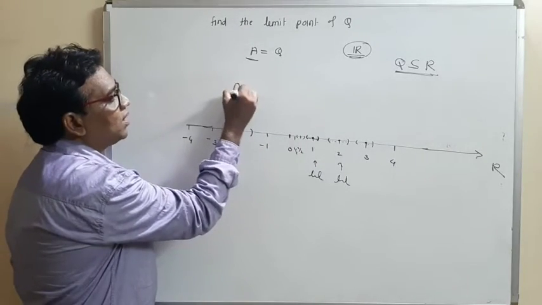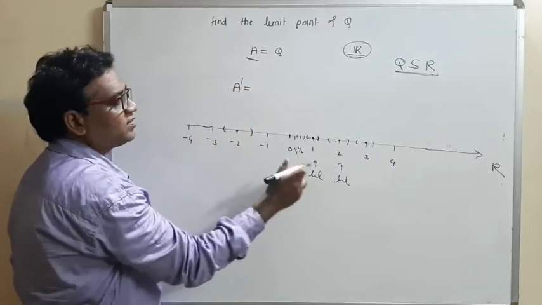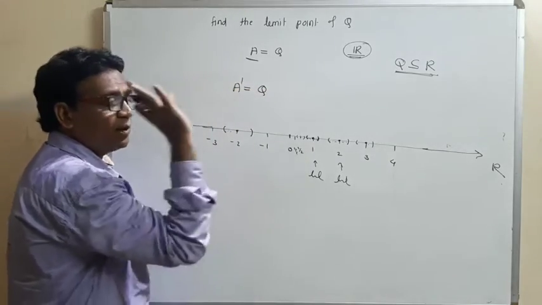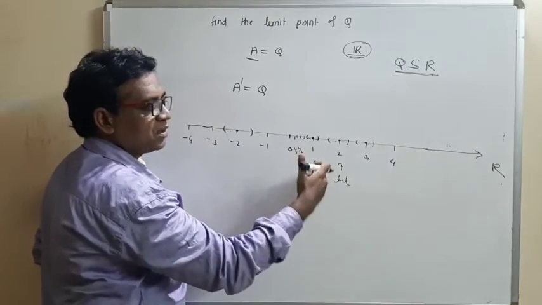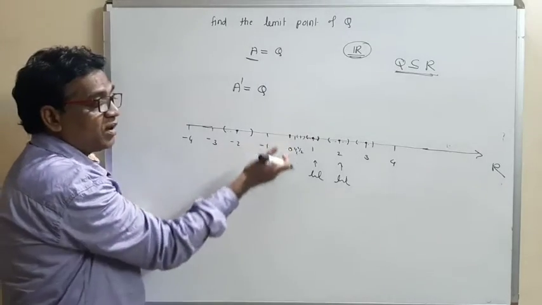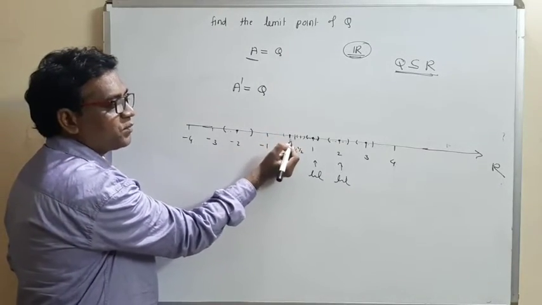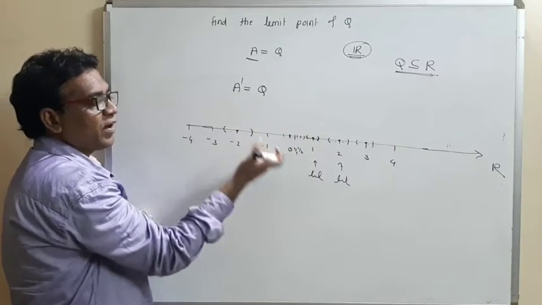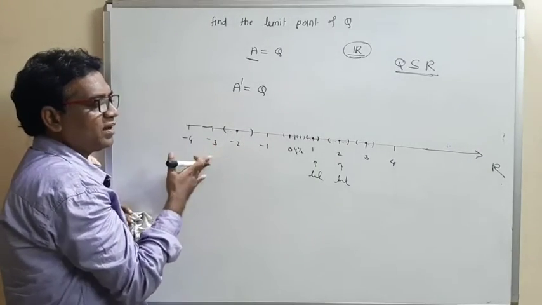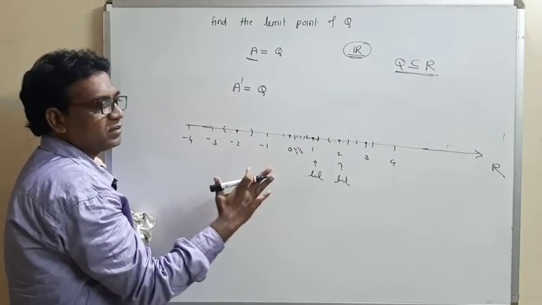So what are the limit points? Limit points are nothing but our rational numbers. It contains every number. 1, 2, 3, 4, 5 are limit points, 6 is a limit point, 0 is a limit point. If you draw this open sphere, obviously it contains infinitely many rational numbers. x equal to minus 1, minus 2, and so on are all limit points.